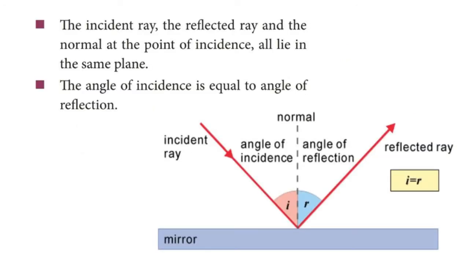So, what are the laws of reflection? The incident ray, the reflected ray, and the normal at the point of incidence all lie in the same plane. When you see the diagram, you will be able to understand. The angle of incidence is equal to the angle of reflection. These are the laws of reflection.